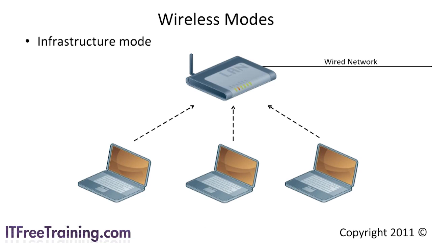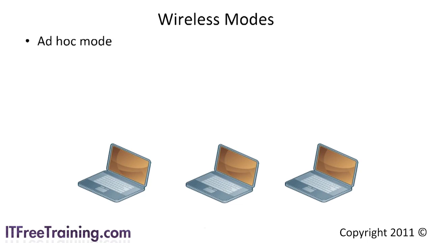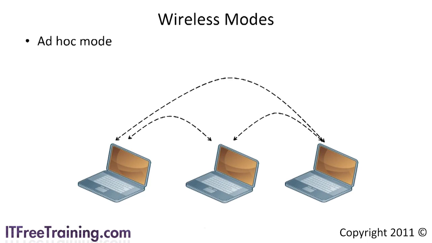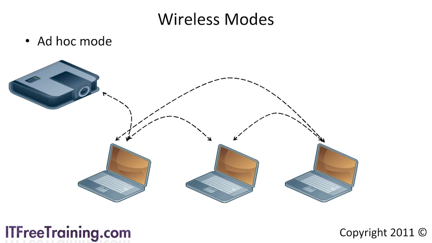The next mode is ad hoc mode. In ad hoc mode, two or more wireless devices communicate with each other without the use of a wireless access point. Ad hoc mode can also be used to access devices like a wireless projector. Ad hoc networks tend to be a bit harder to set up than connecting to a wireless access point, and in a business environment, ad hoc networks are rarely, if ever, used.